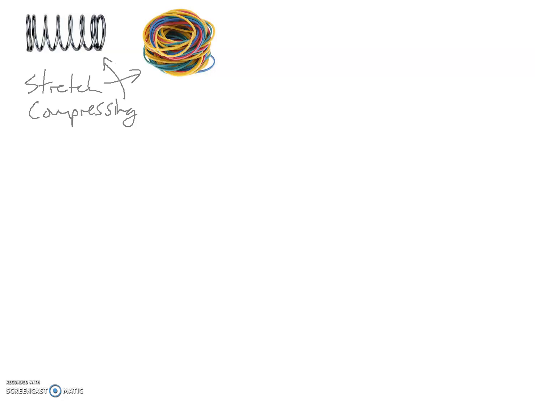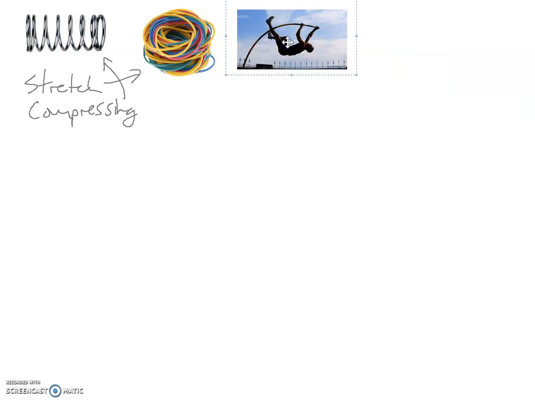Another really common way to store elastic energy is to actually bend stuff, like here we've got a pole vaulter. So you can actually bend stuff as well in order to store elastic energy, whether there's a pole like this, or maybe it's like a hockey stick, which flexes when you use it. Anything where you're going to bend something and it can then snap back or move back, it's storing a form of elastic energy. So bending stuff is another great example.